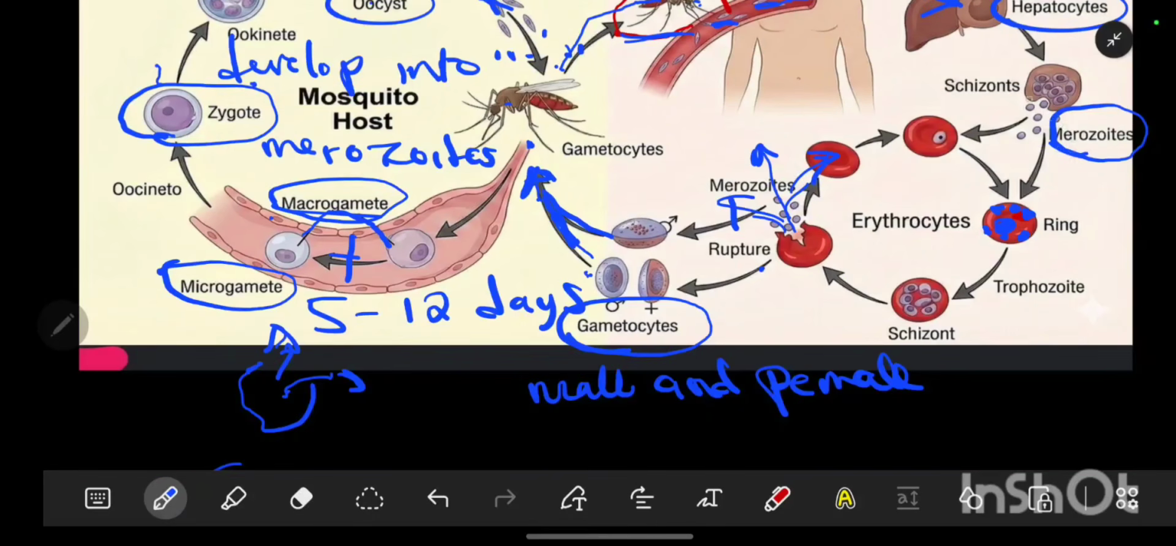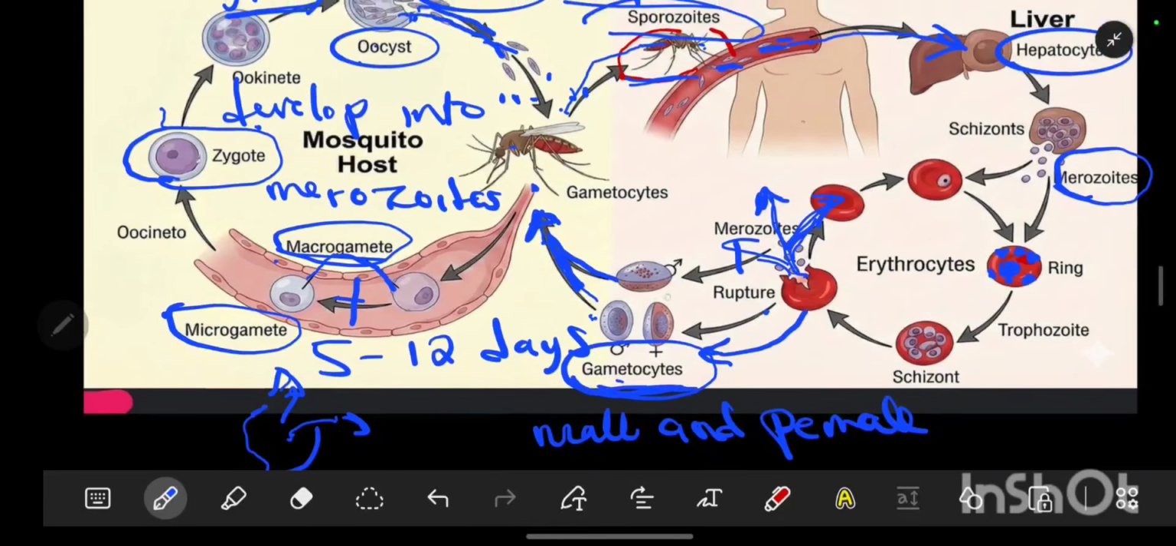After that, the merozoites will be able to damage the red blood cells. First, they will be able to replicate. After replication, they will burst the red blood cells and be released like that. Then other merozoites, before destroying the red blood cells, will develop into what we are going to call the gametocytes. Then the gametocytes, which are the male and female gametes, will now be able to migrate.